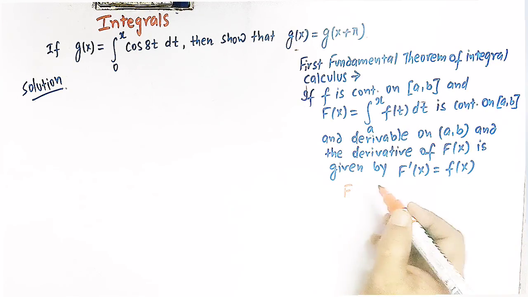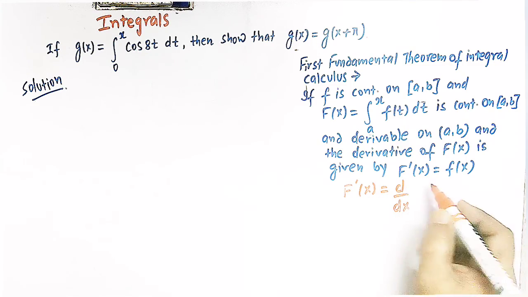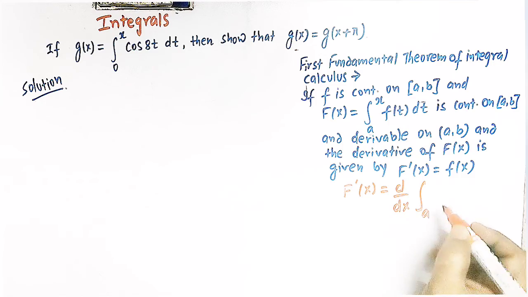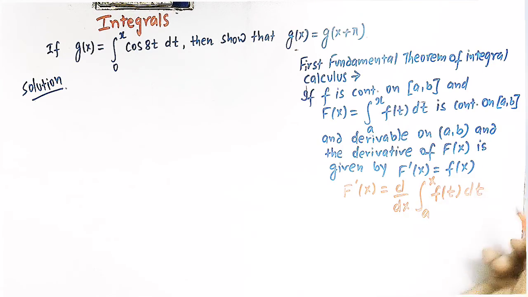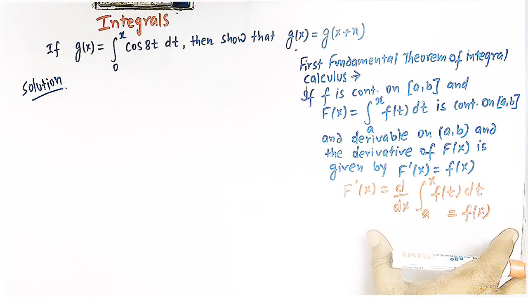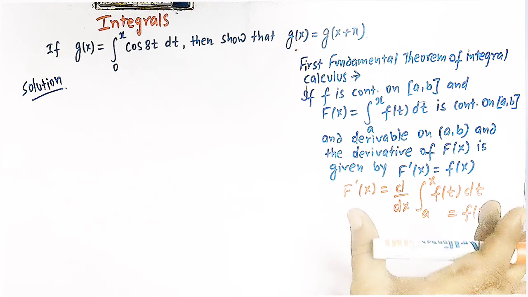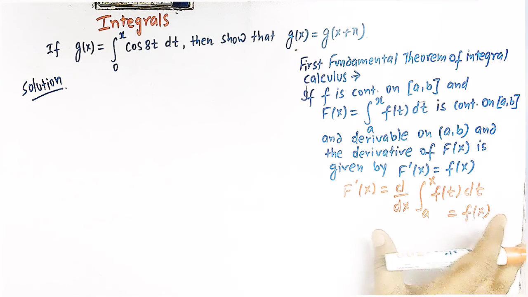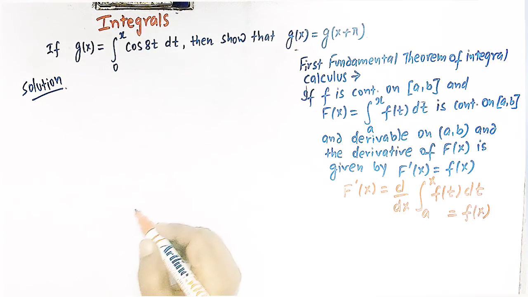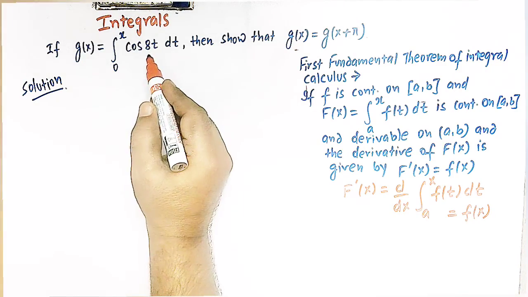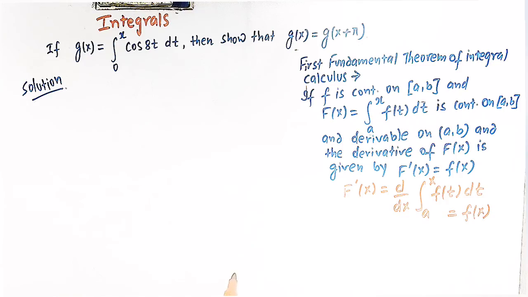That is, F prime of x is given by d by dx of this integral, that is a to x, here we have f of t and dt. So this derivative is equal to simply f of x, right? So this statement is known as the first fundamental theorem of integral calculus, and we are going to apply this result to solve this problem, although we can solve this problem by other methods also, right?